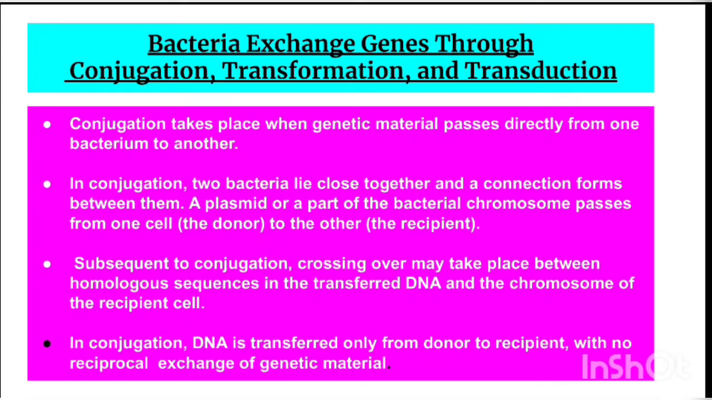One is the donor and the other is the recipient. The one which donates the plasmid or a part of the chromosome is referred to as the donor, and the other which receives it is referred to as the recipient. Subsequent to conjugation, crossing over takes place between the homologous sequences in the transferred DNA and the chromosome of the recipient cell. In conjugation, DNA is transferred only from donor to recipient, with no reciprocal exchange of genetic material.